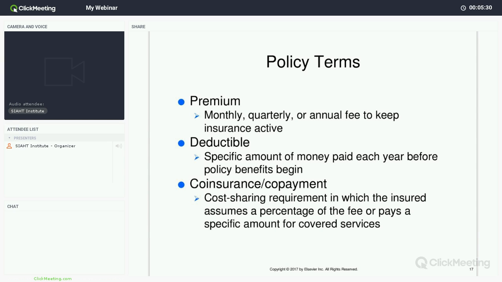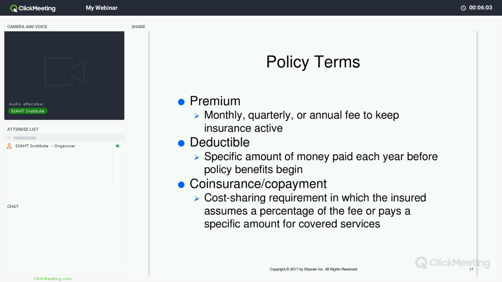So what is a premium? A premium basically is a monthly, quarterly, or annual fee that keeps the insurance active. So if you get insurance from your work, there's a monthly premium that comes out of our paychecks. A deductible is an amount that's paid each year to allow the policy benefits to begin. So if your deductible is 200 or 250 per person, in order for that insurance to be active, the person has to pay 200 or 250.